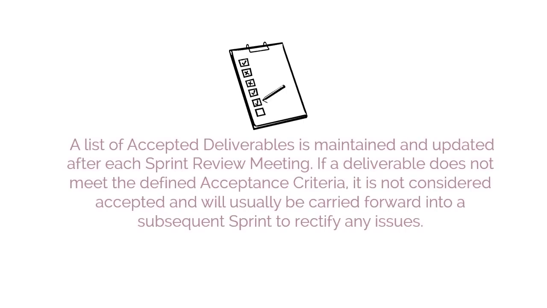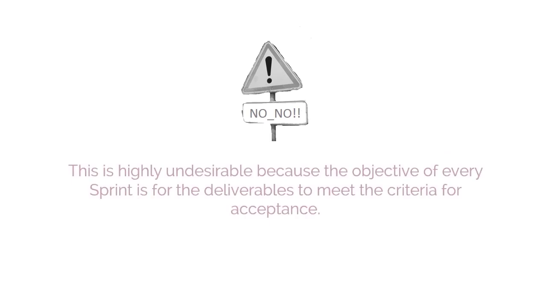These are considered accepted deliverables that may be released to the customer if they so desire. A list of accepted deliverables is maintained and updated after each sprint review meeting. If a deliverable does not meet the defined acceptance criteria, it is not considered accepted and will usually be carried forward into a subsequent sprint to rectify any issues. This is highly undesirable because the objective of every sprint is for the deliverables to meet the criteria for acceptance.